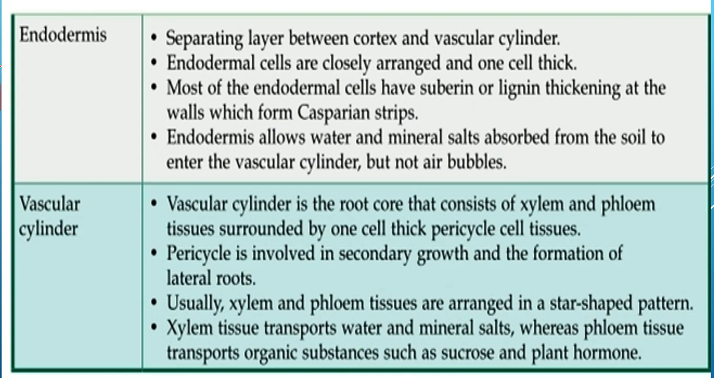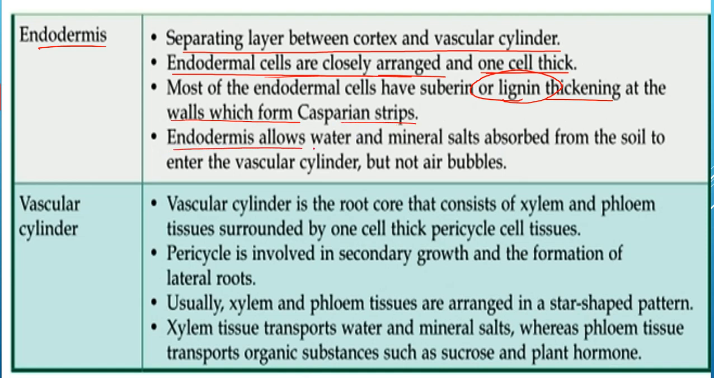Kemudian endodermis. Endodermis is the separating layer between cortex and vascular cylinder. Dia yang memisahkan antara cortex dengan vascular cylinder. Endodermal cells are closely arranged and one cell thick. Ni closely arranged dan ketebalan dia one cell sahaja. Most of the endodermal cells have suberin or lignin. Suberin or lignin, kita biasa guna lignin. Lignin thickening at the walls forms Casparian strips.